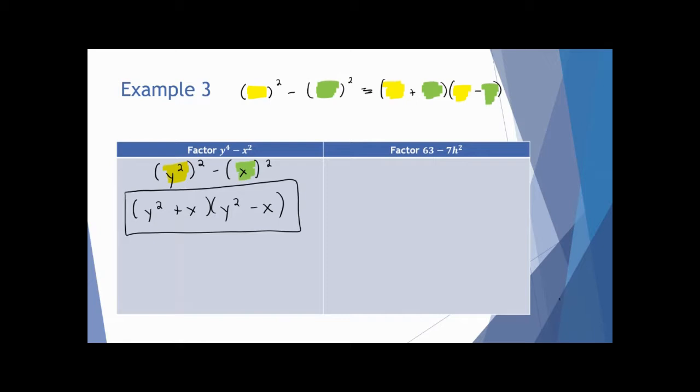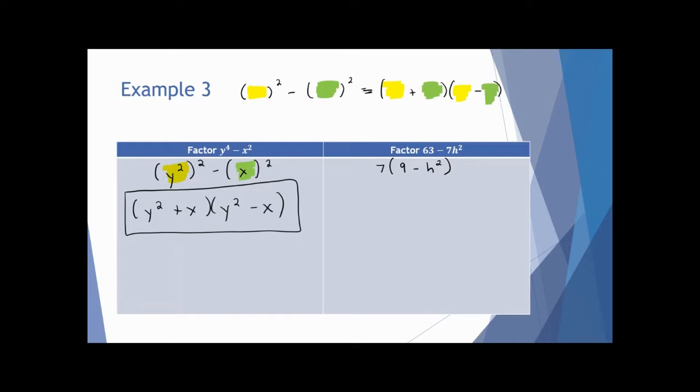Now let's look at the second one on the right here, 63 minus 7h squared. So if you take the square root of 63, you actually get a decimal. It does not come out evenly. And the same thing with 7. So we can't use this formula, the shortcut, directly. However, I can factor out 7 from our parentheses here. 63 divided by 7 is 9. 7 divided by 7 is 1. So that just leaves an h squared. So our greatest common factor here is 7. And then I can factor my 9 minus h squared.